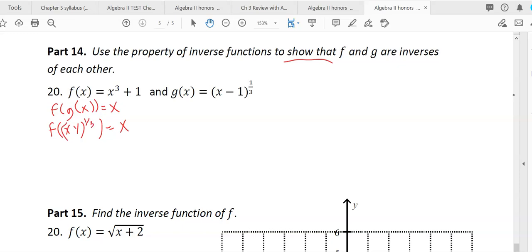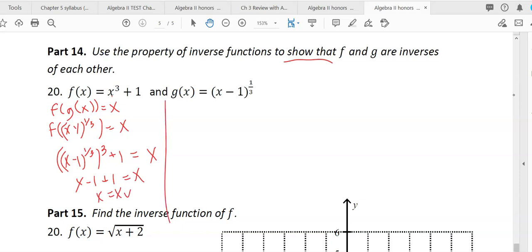Okay, so we're going to plug that into the f function everywhere there's an x. So instead of x cubed plus 1, it's going to be (x minus 1)^(1/3), cubed. When you have the power 1/3 to the third power, that's actually to the first power. So now I have x minus 1 plus 1 equals x, which of course touches x equals x. It passes the test, but guess what I have to do?